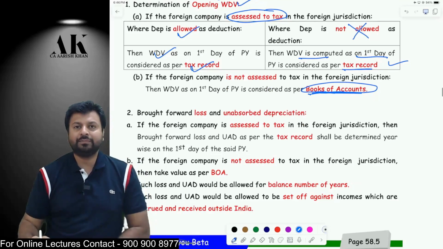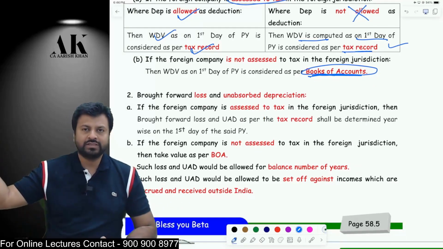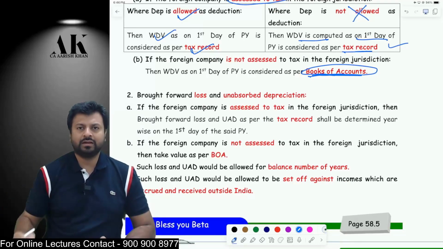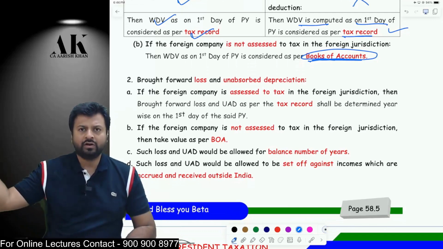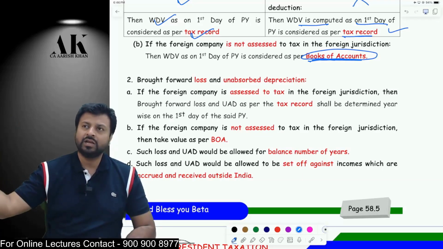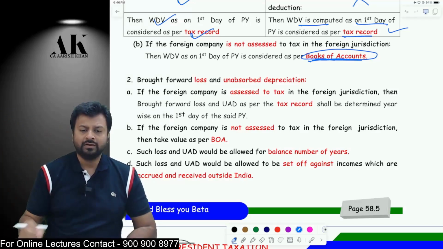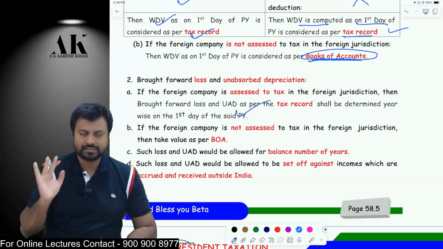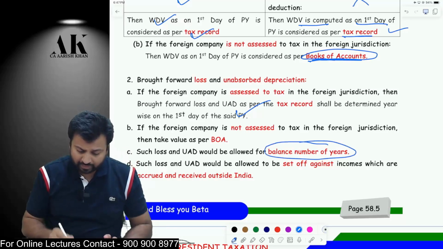Let's move on to the second point where there is a lot of debate and disparity. That is, what about the loss of that company which was there in the foreign country, now that it has become a resident in India, and the unabsorbed depreciation of that country? Okay, don't worry. Whatever loss is there as per the taxation law, if taxation law persists, or as per the accounting law, if taxation law does not persist, all the losses, all the UAD will be allowed to be carried forward in the current year for the balance number of years. Only for the balance number of years. You will not be allowed to carry forward that for another 8 years.